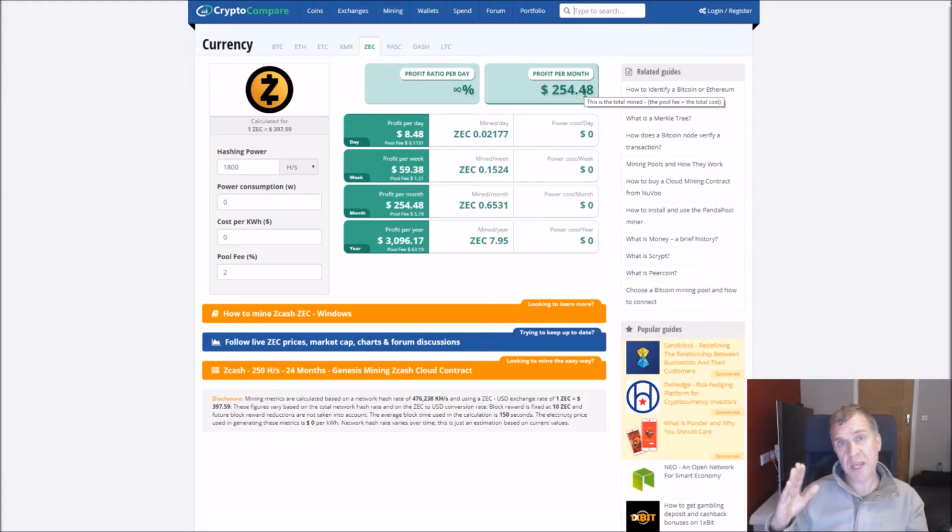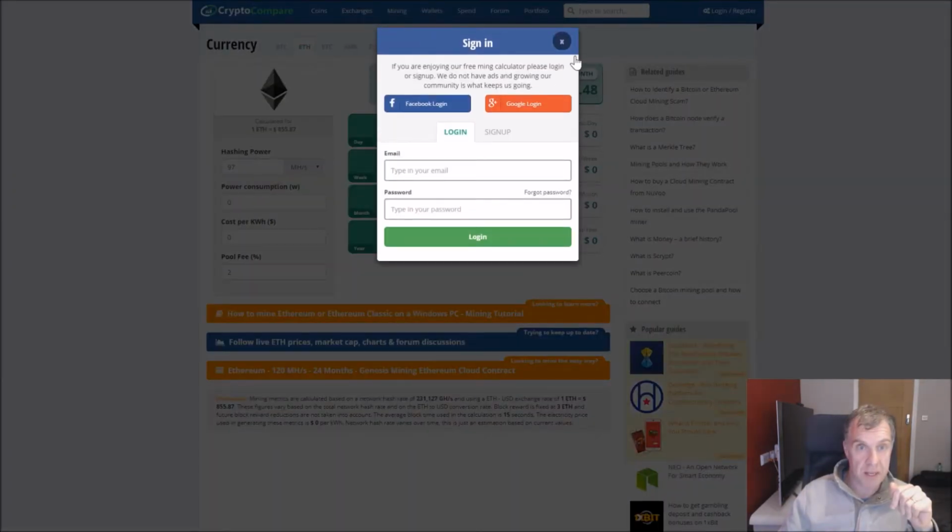But what if we separated the cards out? So the GTX 1060s, which are better at mining Ethereum, and the 1080 Ti, which is better at mining Zcash. So I've done that, and we can have a look at the calculations here.